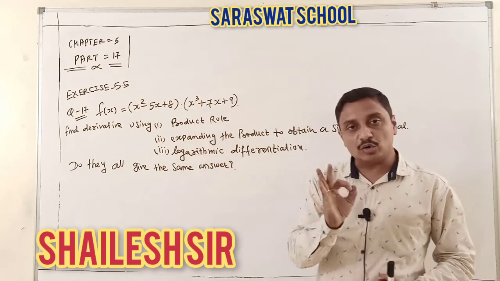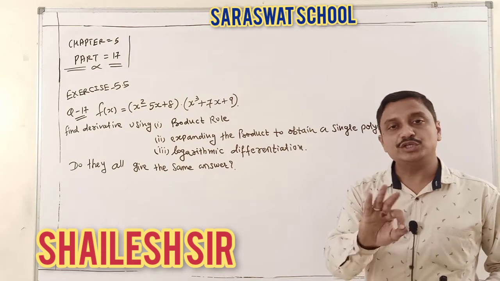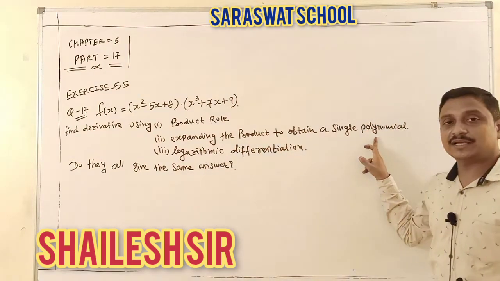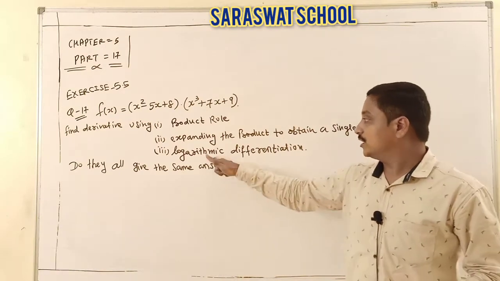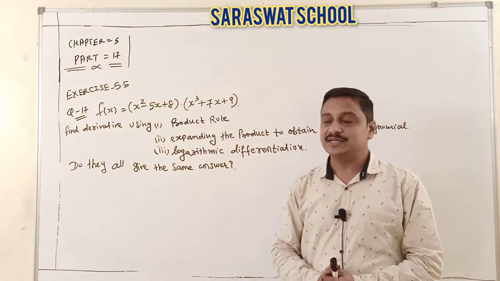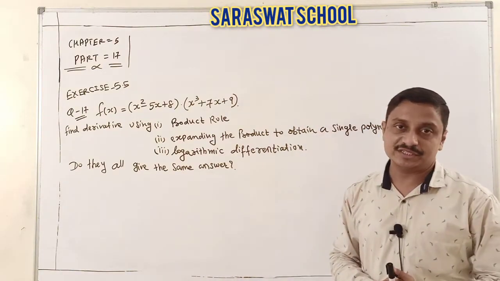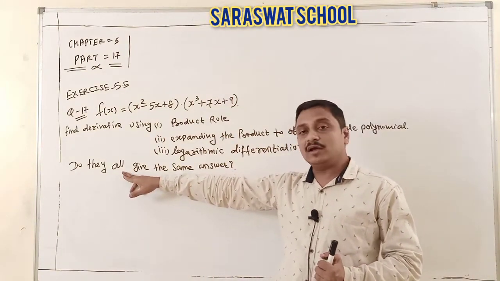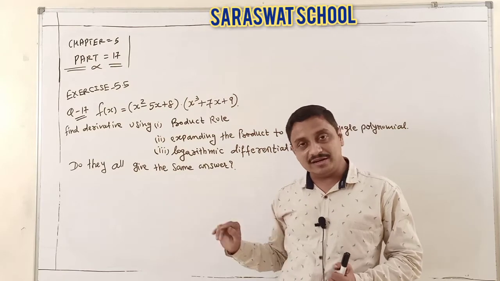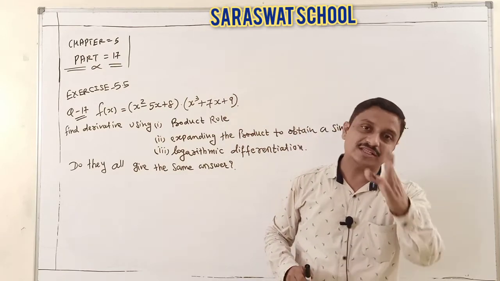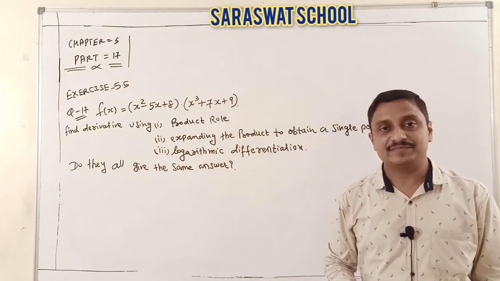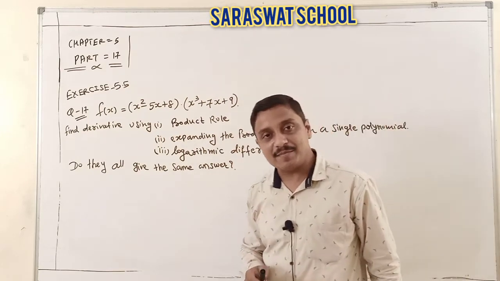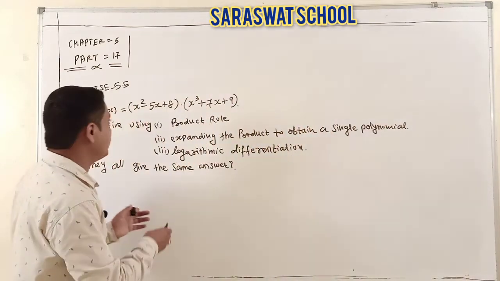First of all, product rule, meaning u into v rule. Second, expanding the product to obtain polynomials, and then after that the derivative. And third, utilize the logarithm function and then find the differentiation. After that, all three give the same answer. Yes, students, they are always the same answers, because the rule is different, but the answer is same. Now I start one by one.